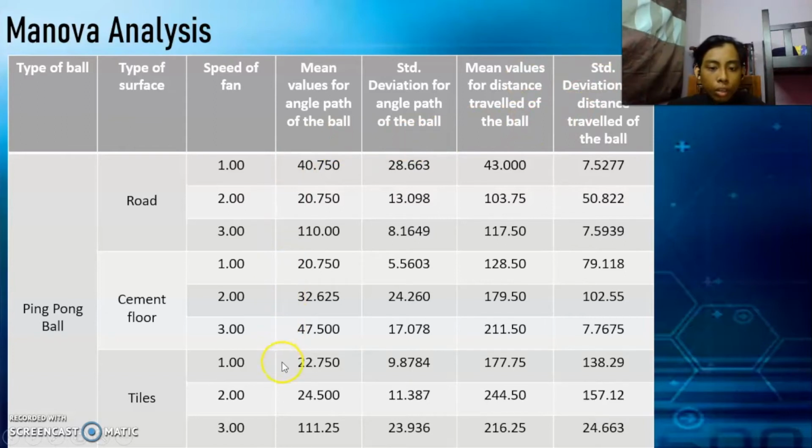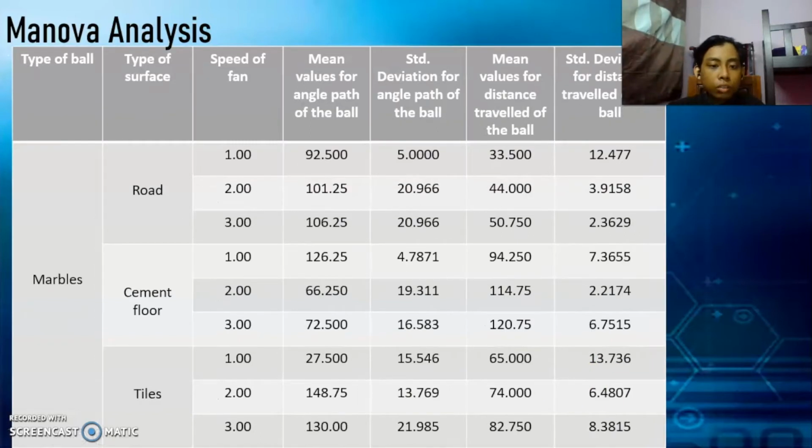Okay, here the highest mean value is 111.25, and for the standard deviation, the higher value here is 28.9663. Okay, so next the higher mean value here is 244.50, and the standard deviation here, the higher value is 157.12. Okay, so next the marbles, we do on the marbles.